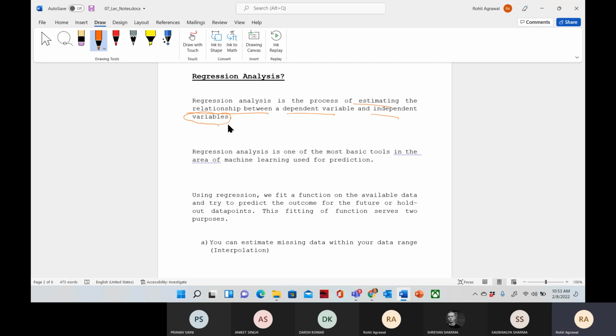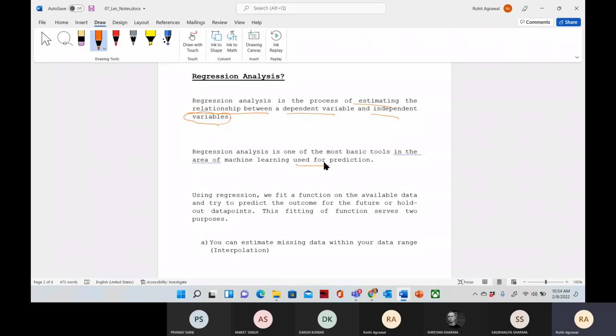Okay? So it is a relationship. We need to estimate the relationship between the dependent and independent variables. Clear? Depending on the number of variables, we will categorize the regression as well. And based on the model, that means the function, we will also categorize our regression.